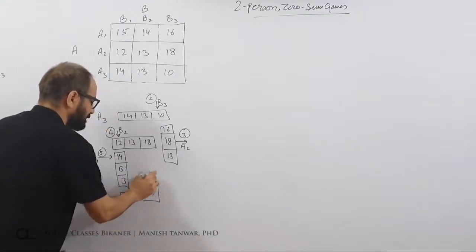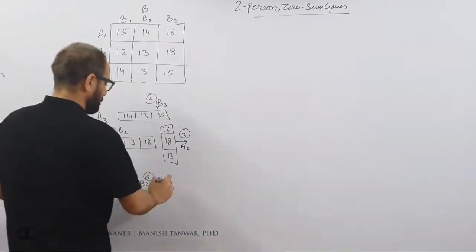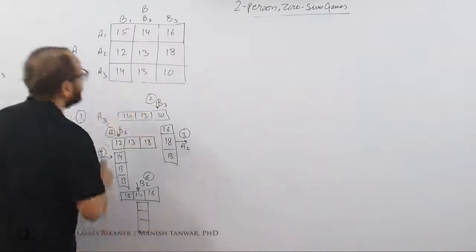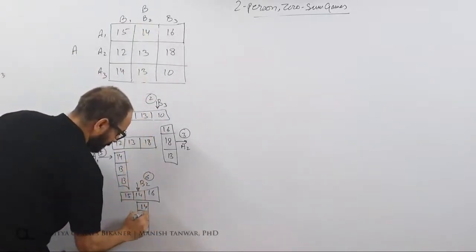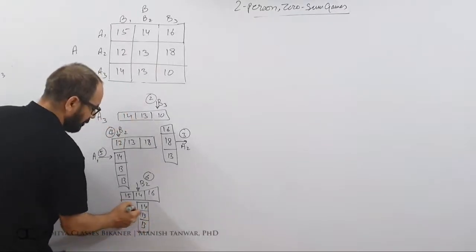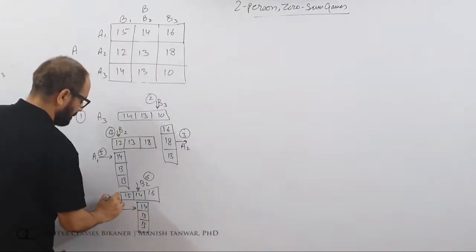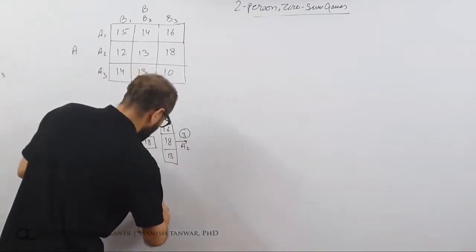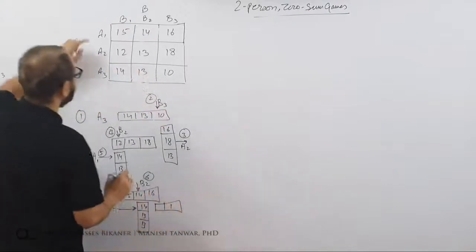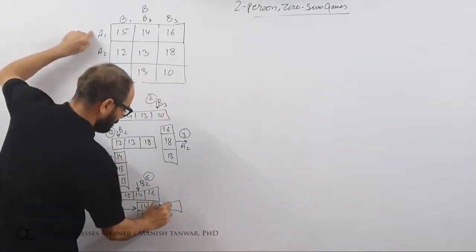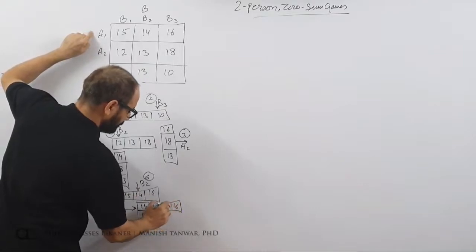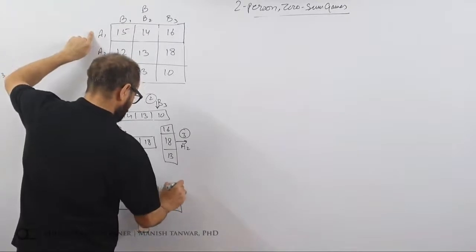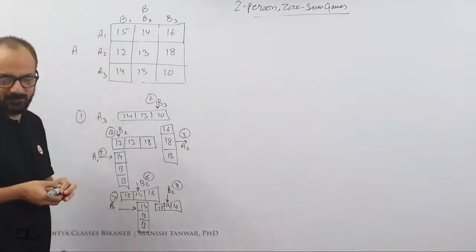Fifth decision, sixth decision. Now, when B has selected B2, A will go with A1, that is 7th decision. When A goes with A1, the returns possible are 15, 14 and 16. B will again select B2. Now look very carefully.